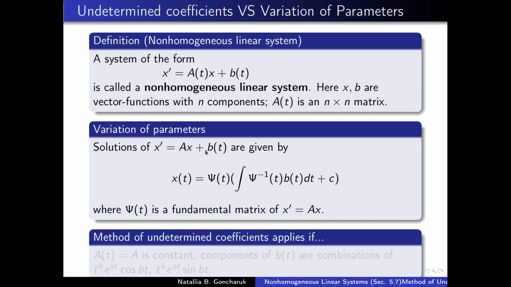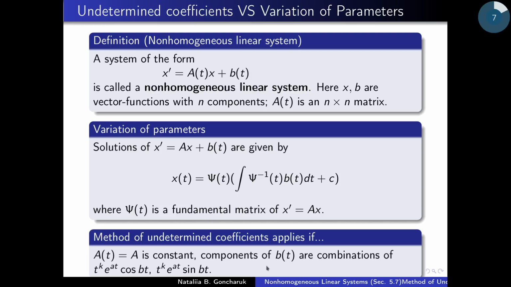Variation of parameters applies to all possible b, and the method of undetermined coefficients only applies when b is a combination of things like that: exponentials, cosines or sines, and polynomials. Same as we had for higher order equations. There might be no cosine, which means b equals 0, or no exponential, which means a equals 0, or no polynomial, so it could be just exponential or just cosine. And then the method of undetermined coefficients applies.